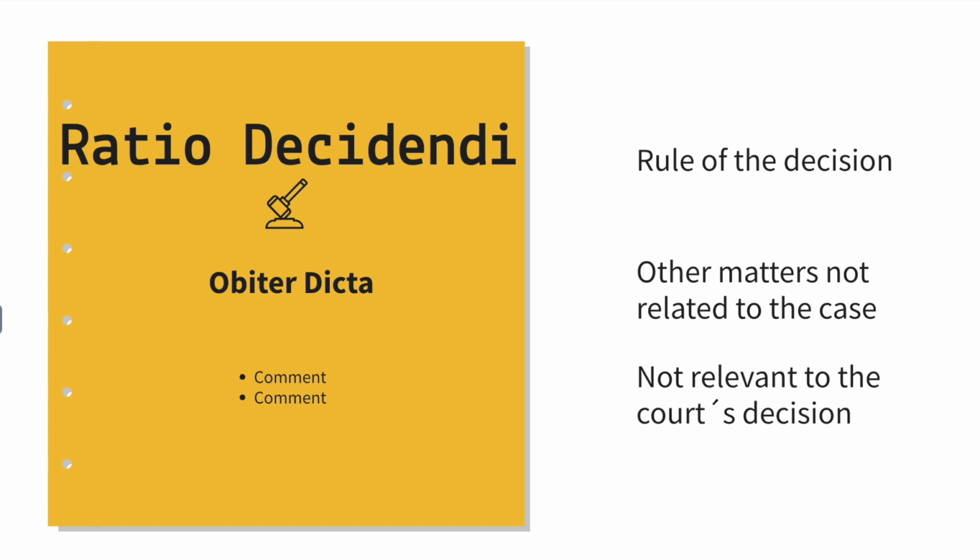Well, the only part of the decision that is binding is the ratio decidendi, or the rule of the decision, as opposed to comments made by judges that are not relevant to the court's decisions. Other matters referred to in the judgment but not directly related to the case are called obiter dicta and may be persuasive in related cases but are not binding.